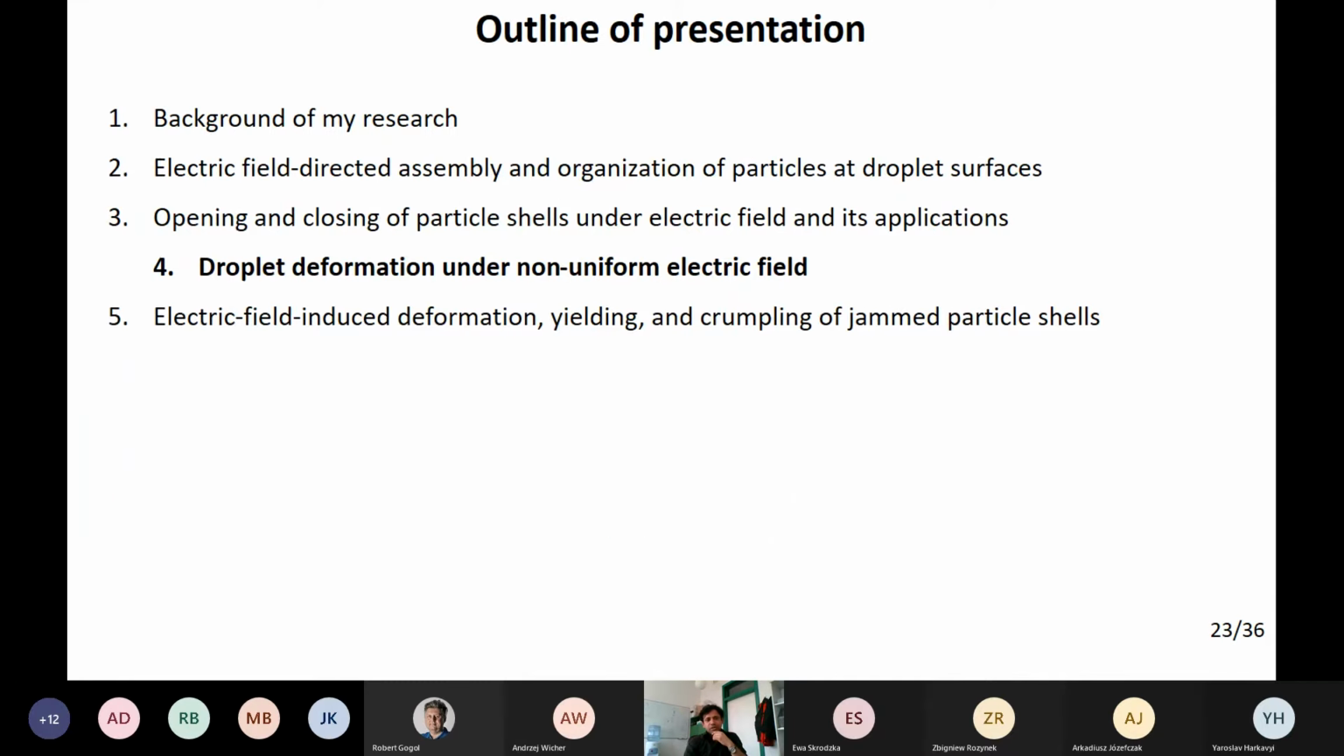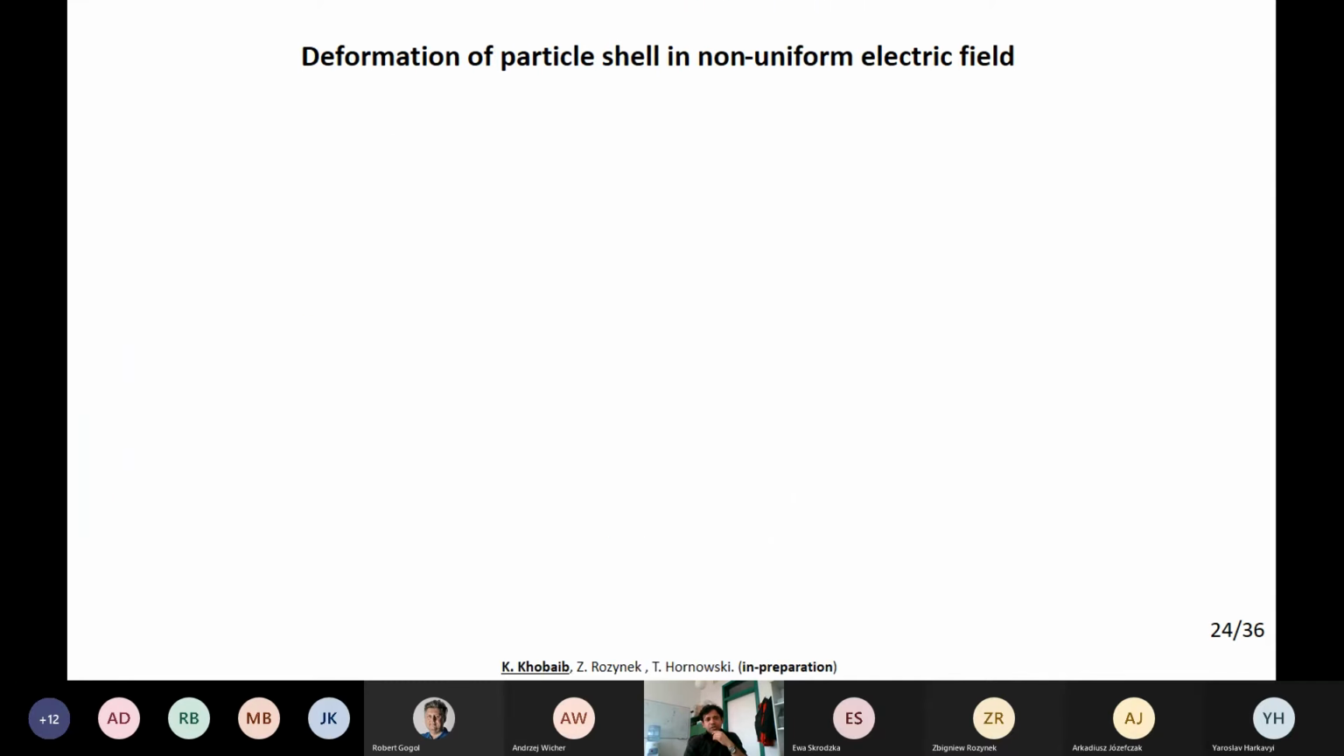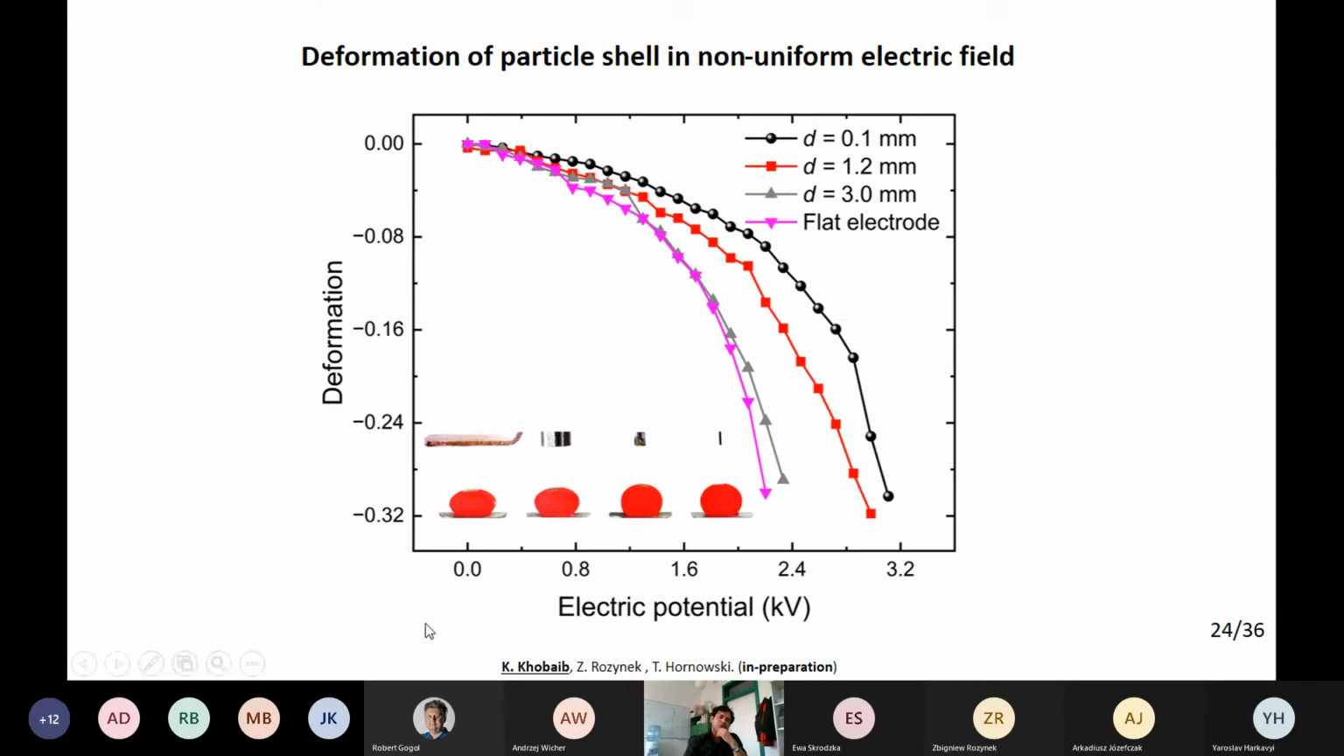Here we use different sizes of the top electrode, from the flat electrode to the pin electrode, and we plotted the deformation against the electric potential. We found that the droplet deformation magnitude was strongest with the flat electrode, but when we decreased the size of the electrode, we found that the droplet was least deformed with the pin electrode.